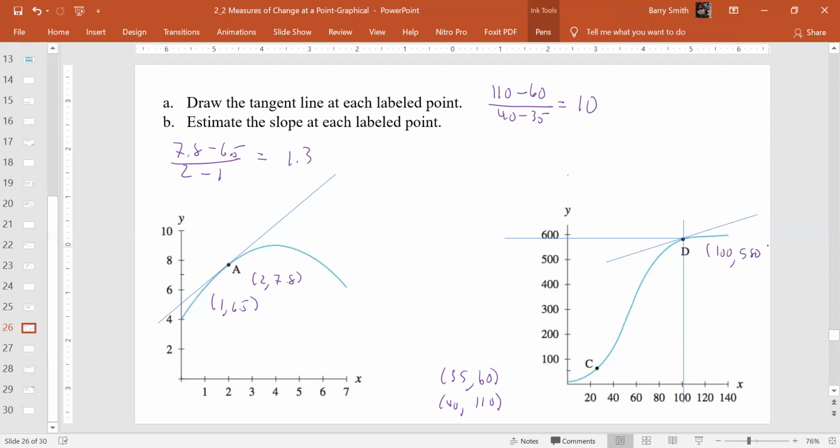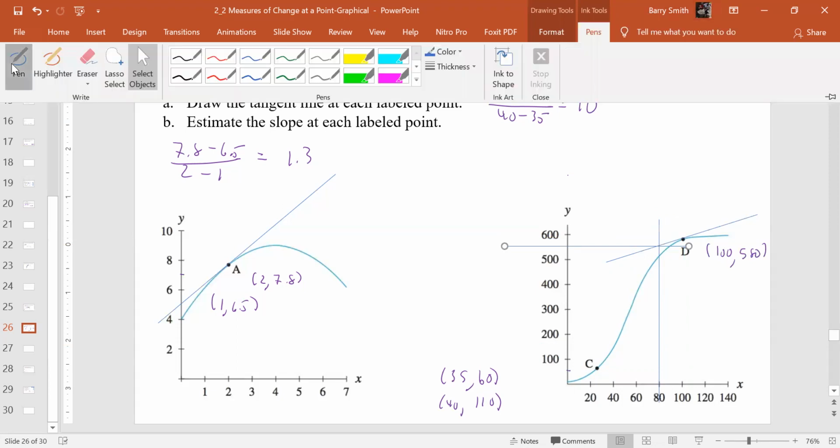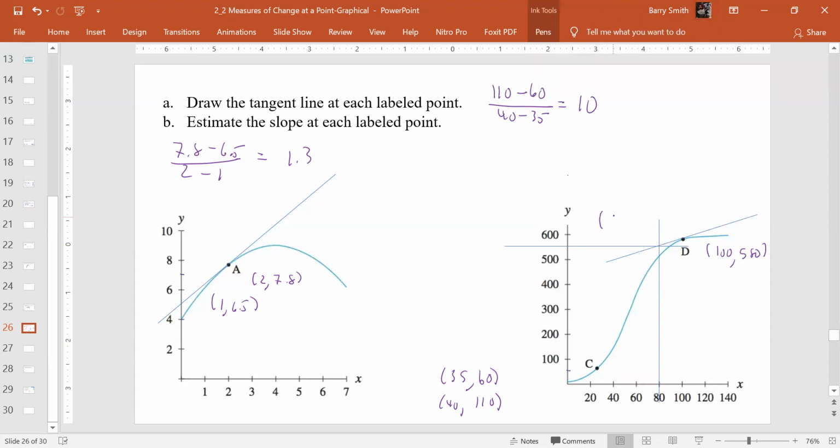Okay. So then let's do another one. How about 80, 50? How about that? That'll work. Call this one 80 comma 550. Okay, and so that slope is going to be 580 minus 550 over 100 minus 80. So that's going to be 30 over 20, or 3 halves, or 1.5.